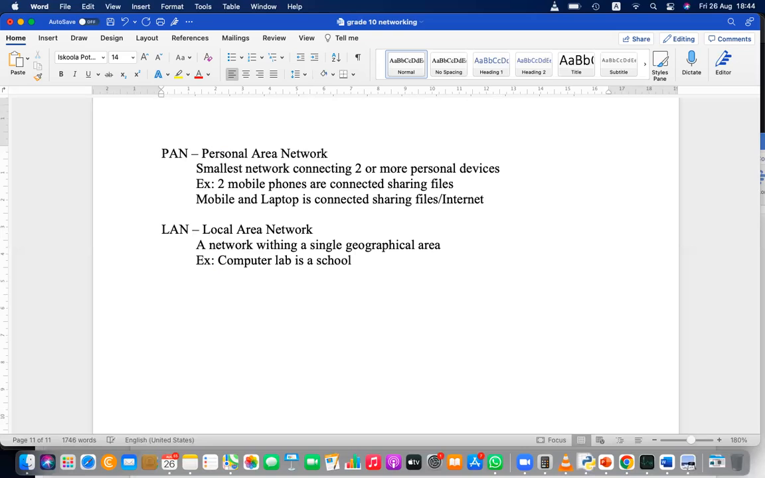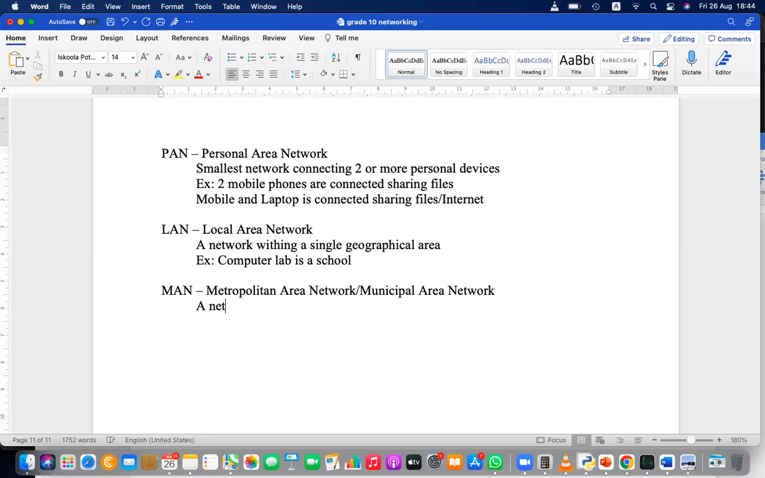Then a much bigger one is MAN, metropolitan area network, sometimes called municipal area network. Please write this down with me. A network of a municipal council area.